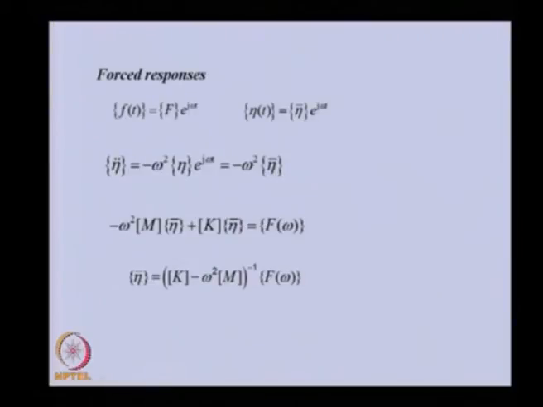Now we can see this one, and this is the displacement. Now if we substitute this in the equation of motion, it will be of this form. All the e^(jωt) terms will be common, and that will go out.